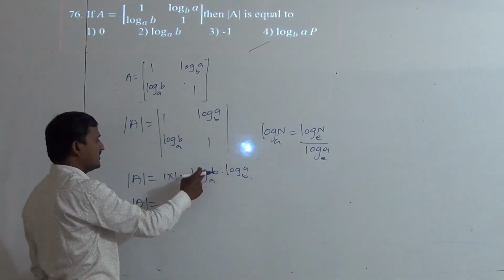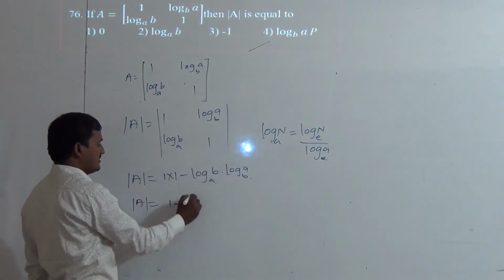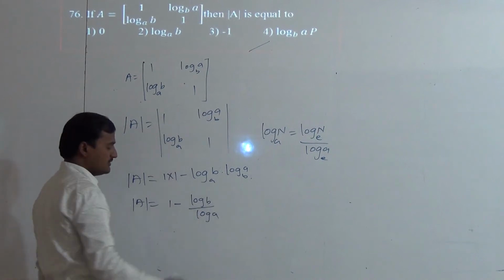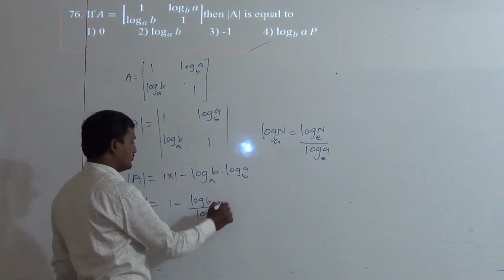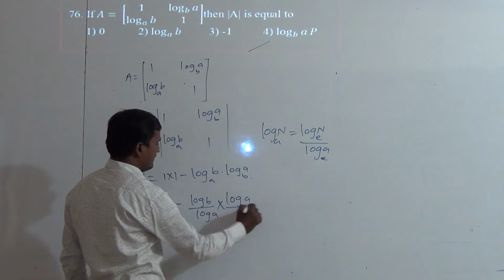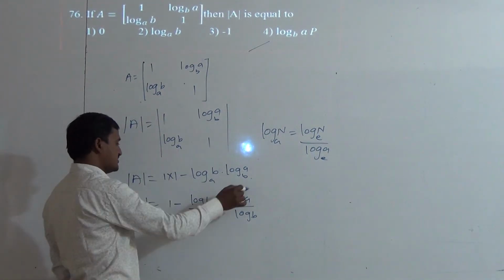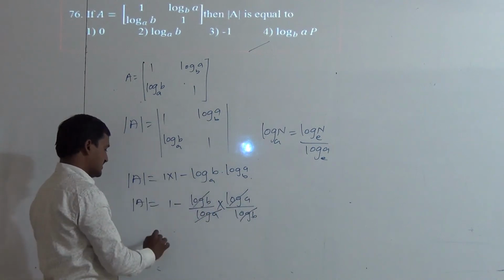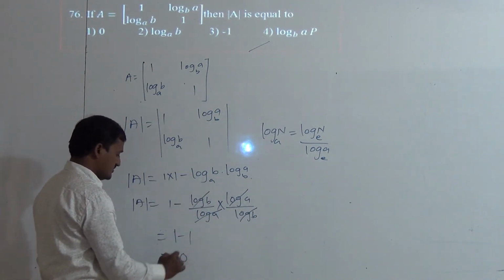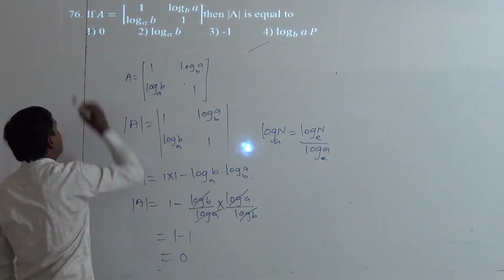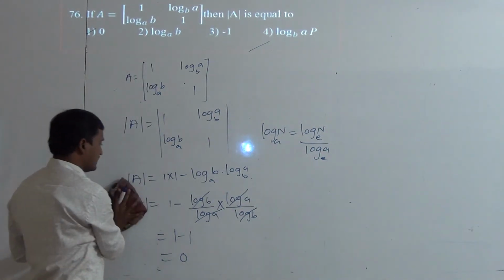Therefore by applying the theorem on change of base, log b to the base a becomes log b by log a, into log a divided by log b. Is it right? So clearly this and this will get cancelled, and this and this will get cancelled. So clearly 1 minus 1, therefore your answer is 0. Therefore the first option is the right one. Okay, we'll go for the next question.